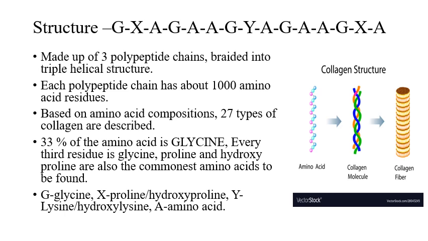But the most common amino acid, every third amino acid in the chain, is glycine, and the next common amino acids are proline and hydroxyproline, lysine and hydroxylysine. So this is the sequence. This is the triple helical structure of collagen.